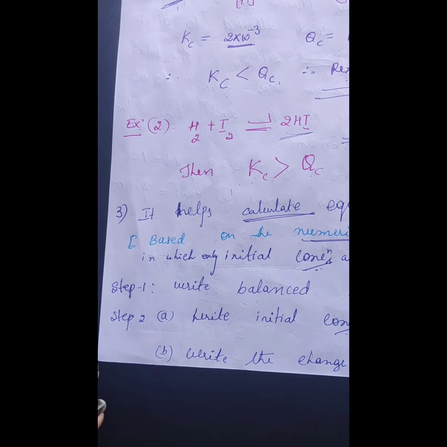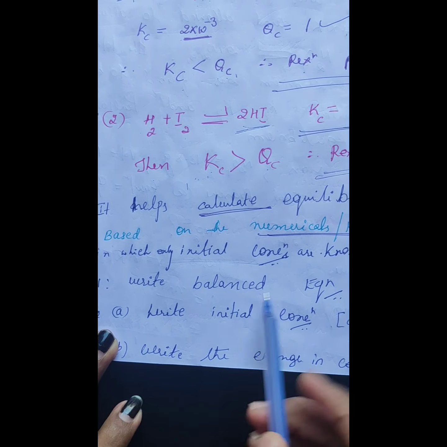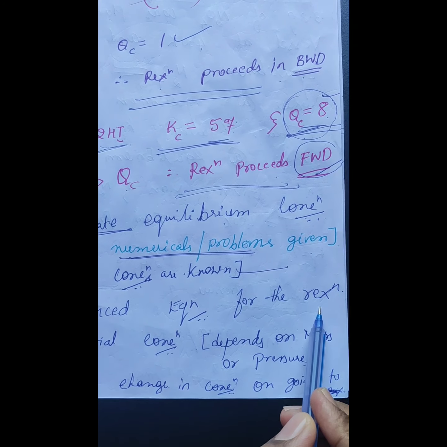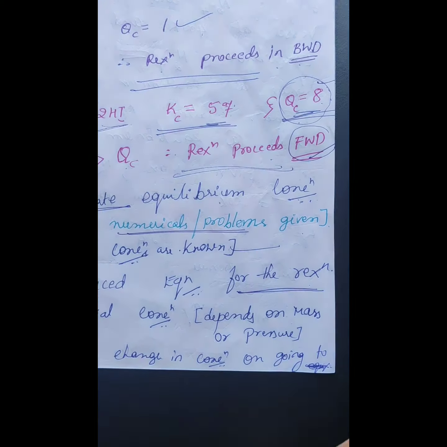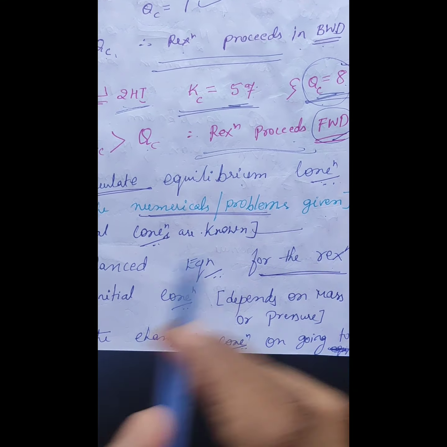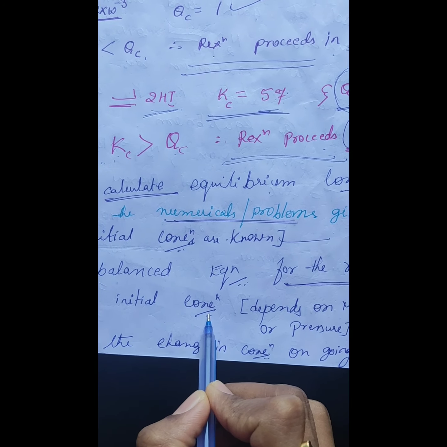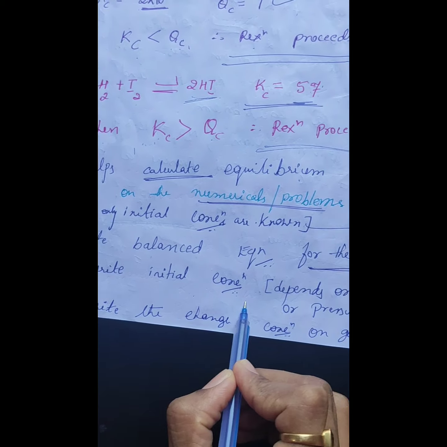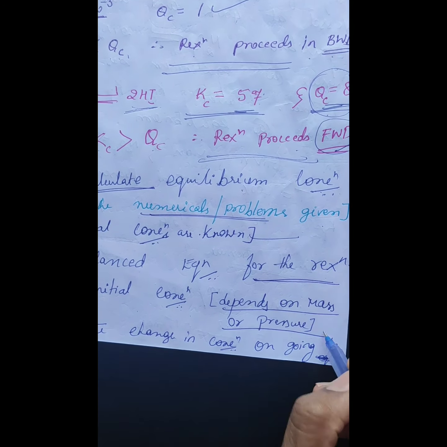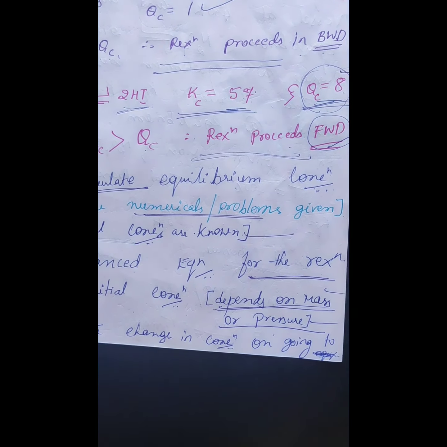First, based on the data they have given, you should write the balanced chemical equation. What you should write? The balanced equation for the reaction whatever they have provided. Next, step 2, write the initial concentration. So from the data given, you have to write the initial concentration. That depends on the problem. Again, they have given it either in terms of concentration, or mass, or in terms of pressure.